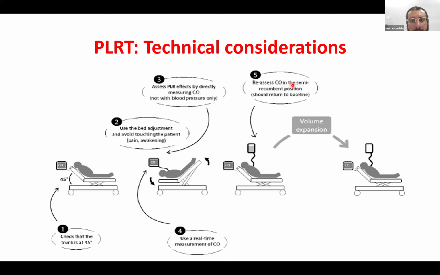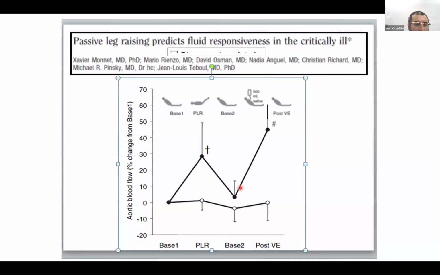You should reassess the cardiac output in the semi-recumbent position. You should return the patient back to the initial position. This is during the leg raising test. You should return the patient back and check if the cardiac output goes back to the normal value. This is the confirmatory part. And then you will give the volume. If the patient is fluid responsive, we will give him the volume expansion. And this graph here represents the increase in the aortic blood flow by measuring the VTI here.